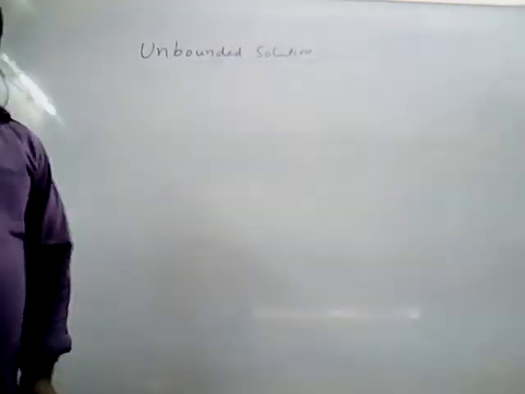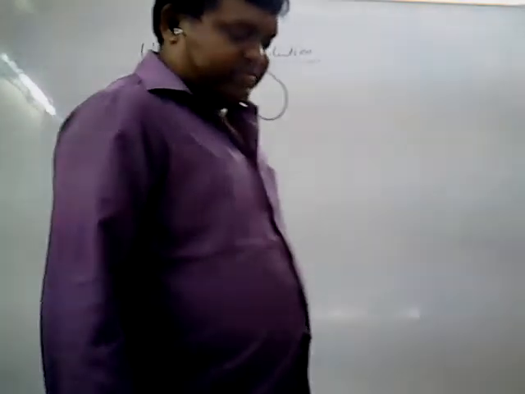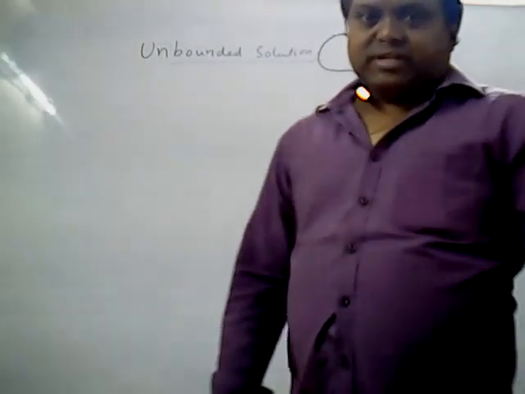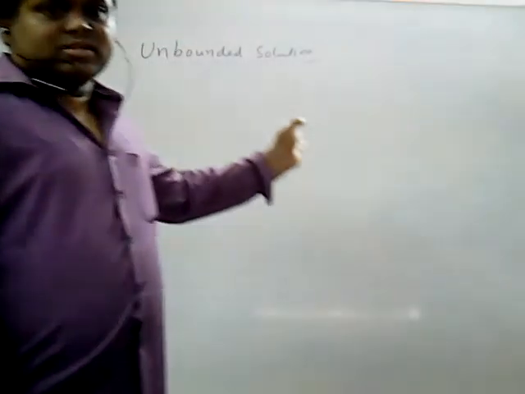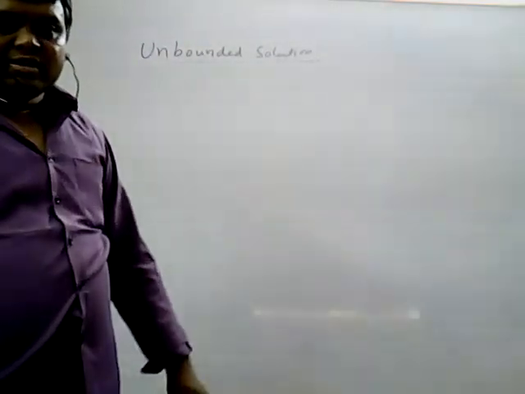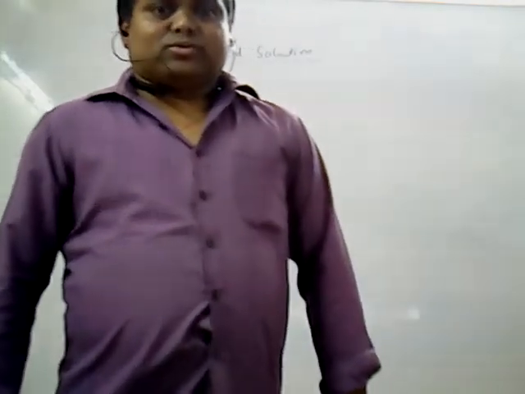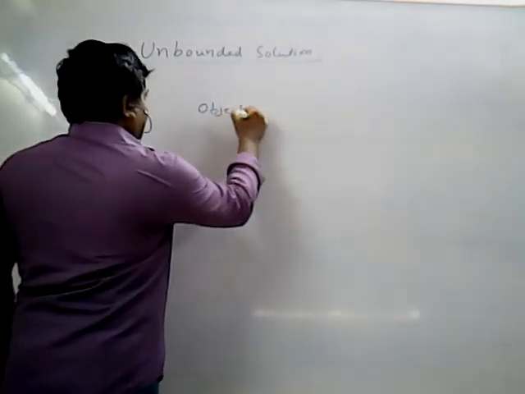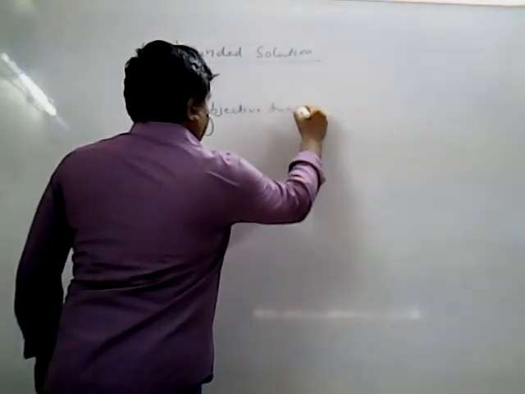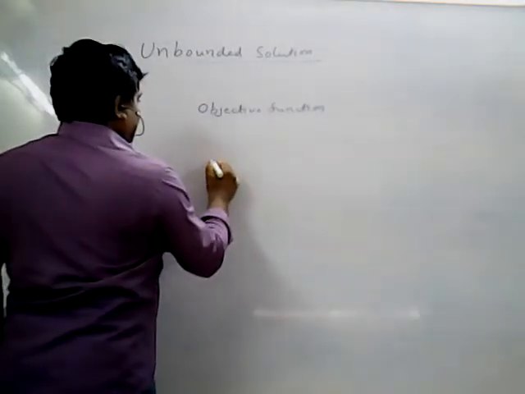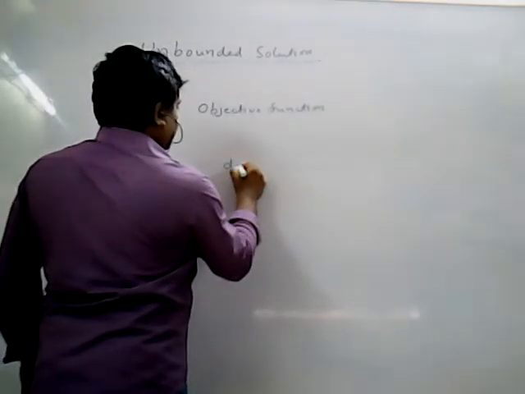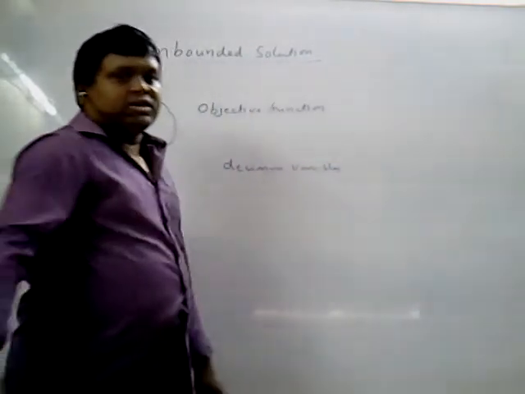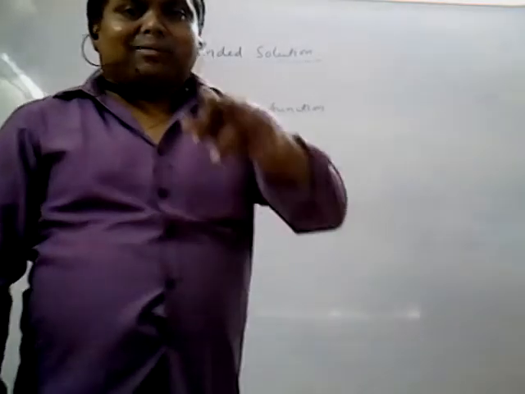Unbounded solution. Okay. So in the previous session we discussed alternative optimum solution, explained with an example. Now in this session we will discuss unbounded solution. So what do you mean by unbounded solution? LPP consists of an objective function, constraints, and decision variables. So I will write decision variables.